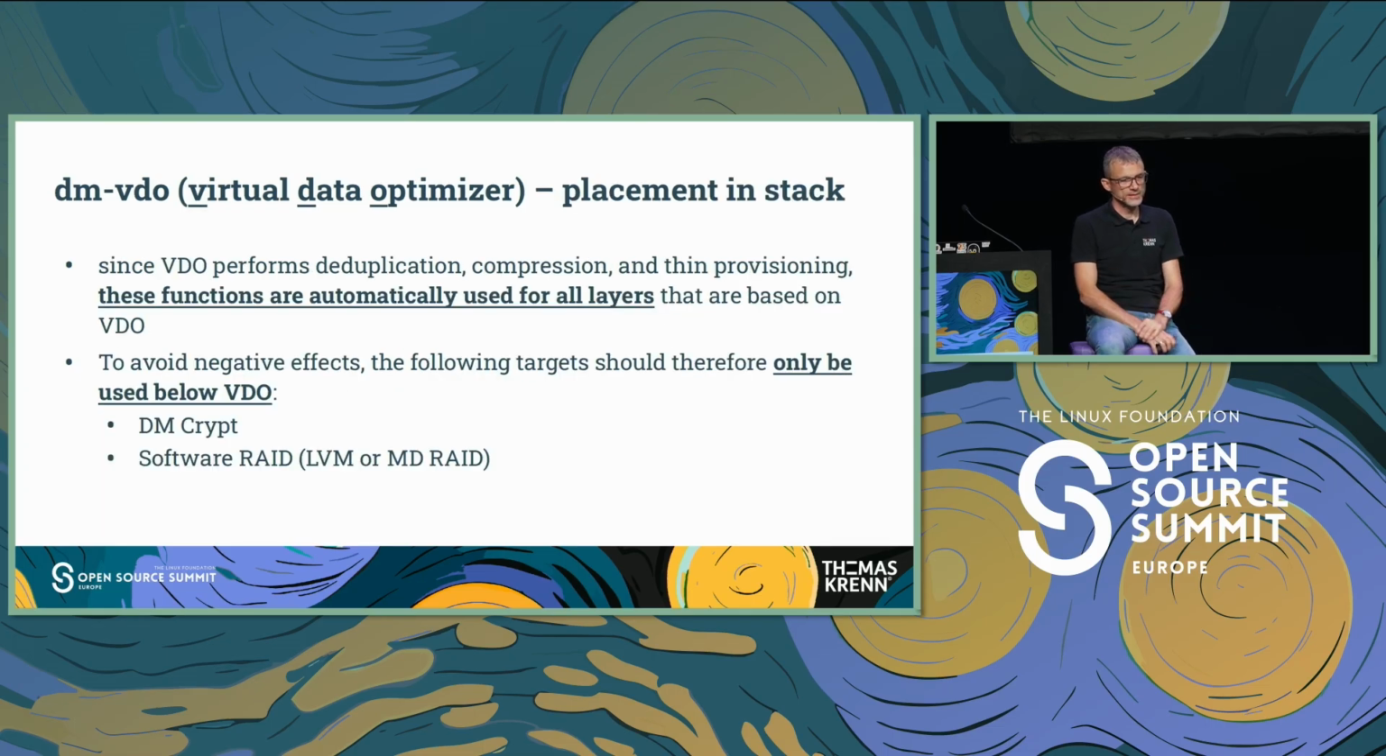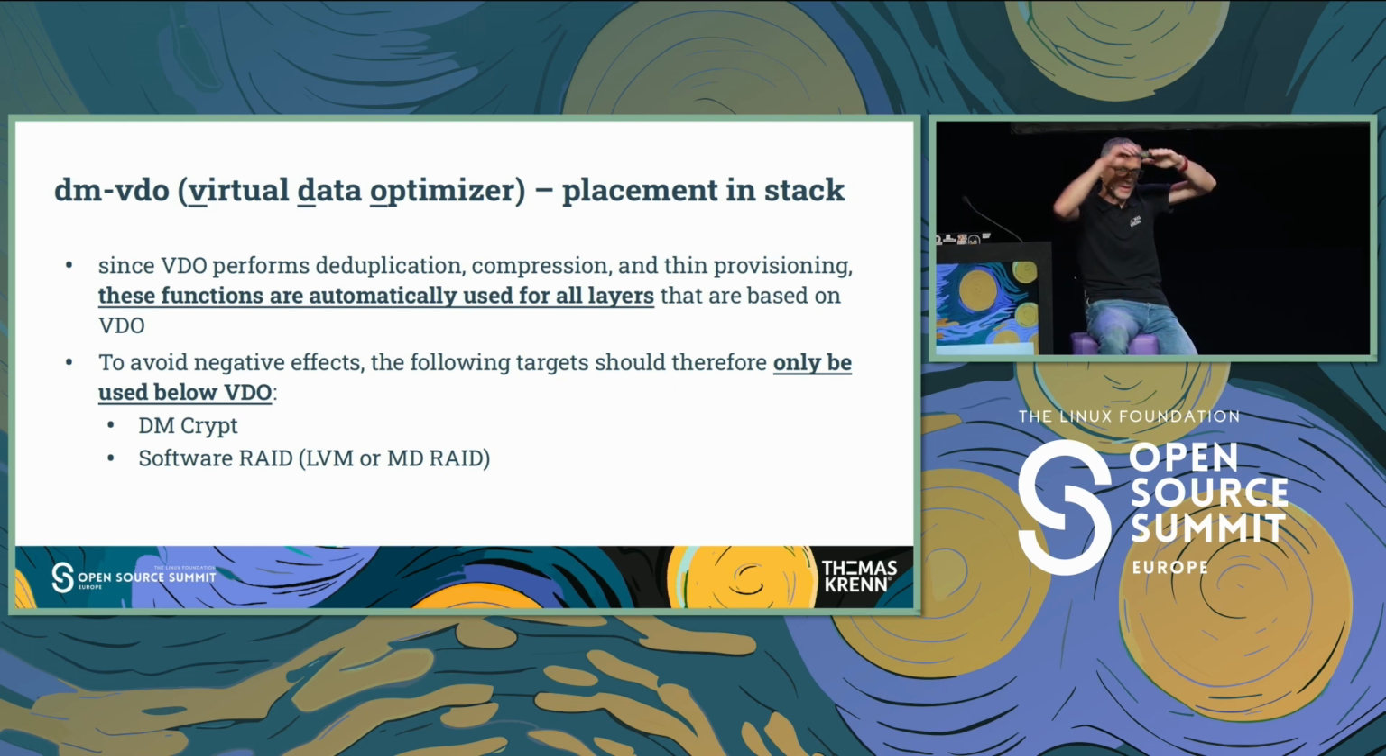Yeah, placement in the stack. It performs, as mentioned, deduplication, compression, and thin provisioning. And these functions are automatically used for all layers that are based on VDO. And for that reason, to avoid negative effects, you have to take care where to put it in the stack. You can stack multiple device mapper targets over each other. But to not get negative effects, you should, for example, use dm-crypt or software RAID only below VDO, because it wouldn't make sense to use it above.